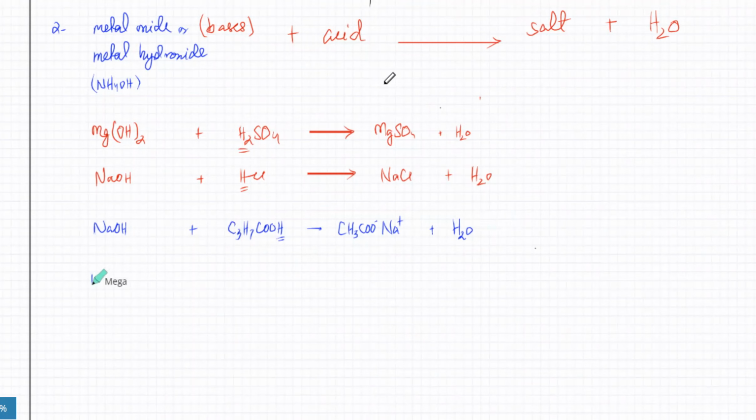Let's do one more. If I have barium hydroxide, Ba is +2, OH is -1, so it's going to be Ba(OH)2. And I've got methanoic acid, which is HCOOH.